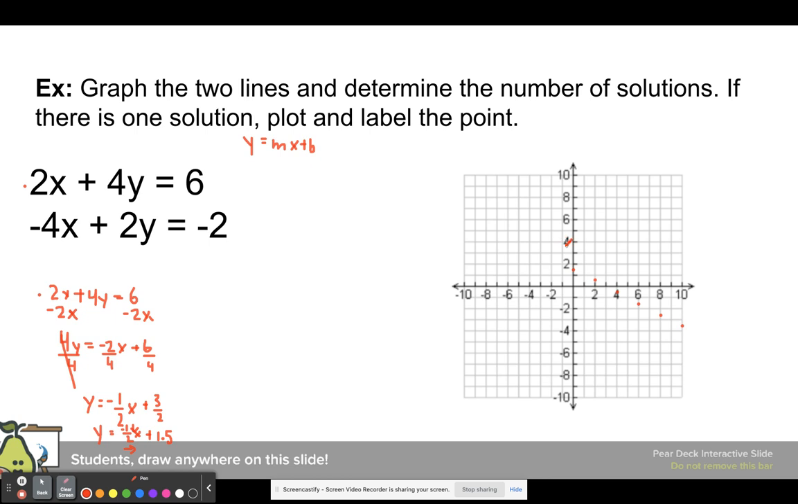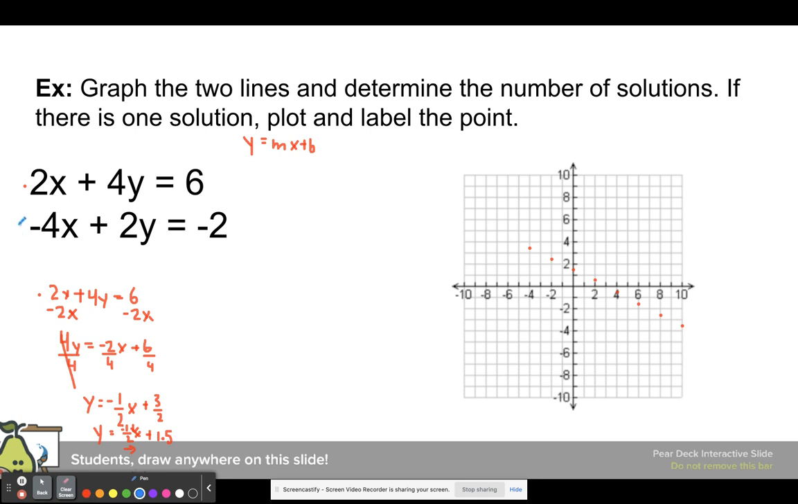Okay, and then I can take the slope in the opposite direction to complete my line. So now I can go up 1 to the left 2, up 1 to the left 2, and then I would connect my points to create my line. So that is my first equation.